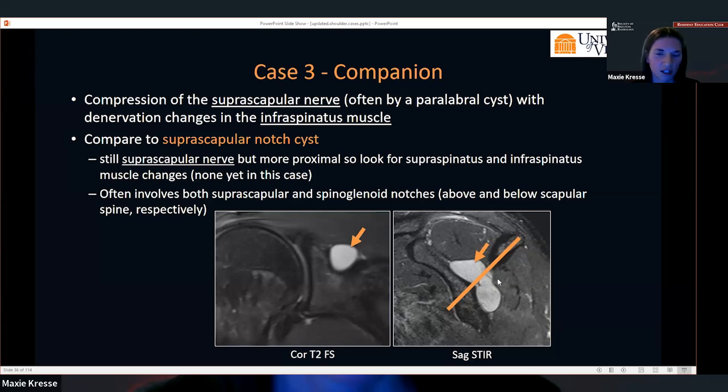I actually found it pretty hard to find an isolated suprascapular notch cyst. I think a lot of times it comes with a spinoglenoid notch cyst. But if it involves this space, then it's still the same nerve. It's the suprascapular nerve, but you also want to look at the supraspinatus muscle in addition to the infraspinatus muscle. This patient doesn't have any muscle changes yet, but this one can involve supraspinatus and infraspinatus.